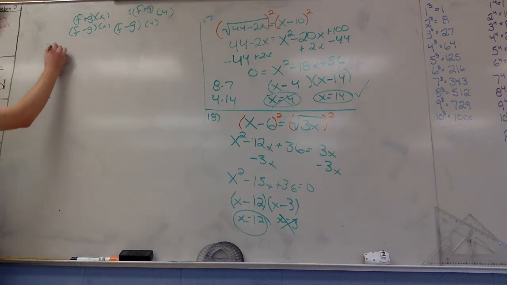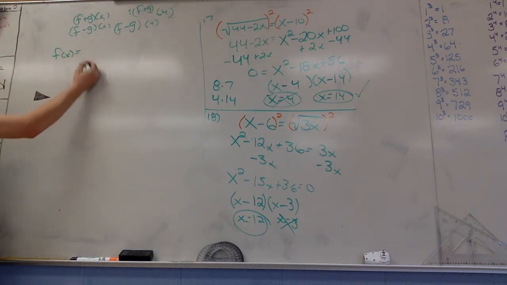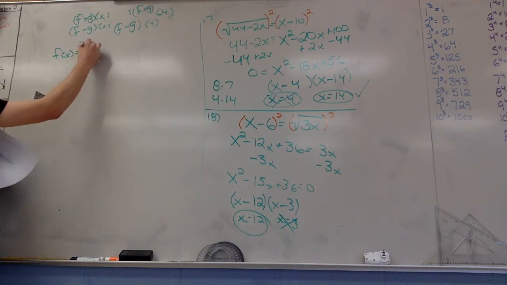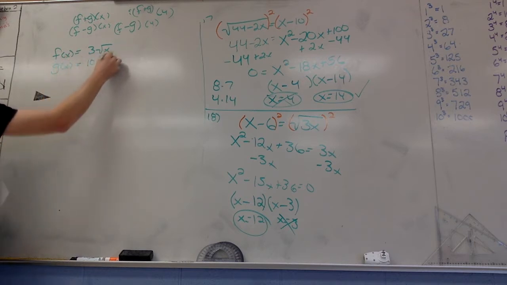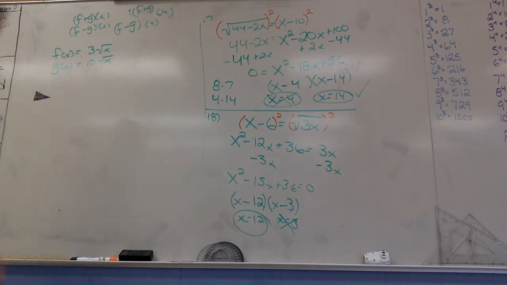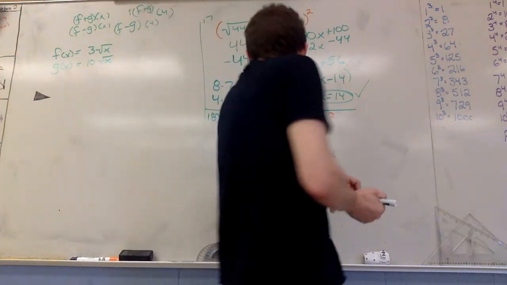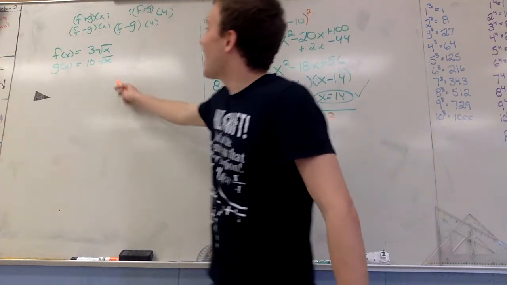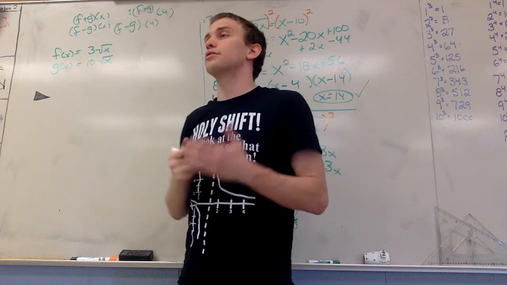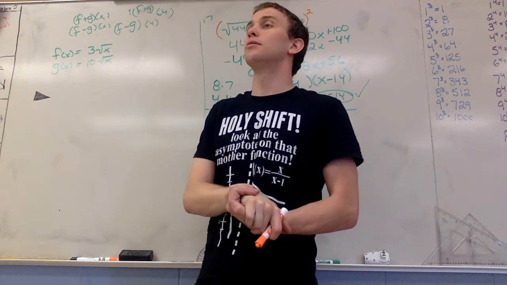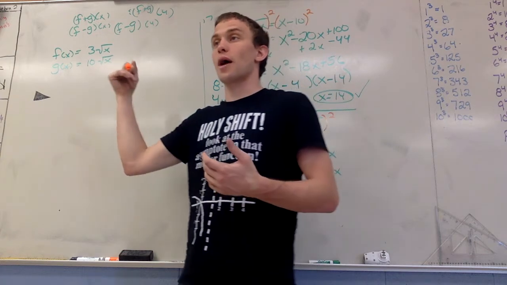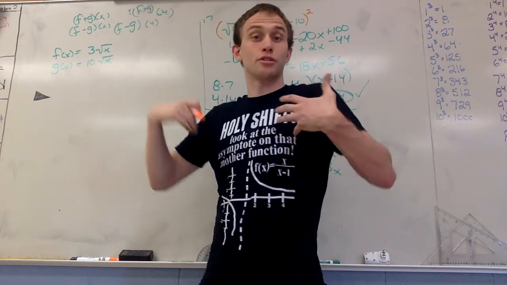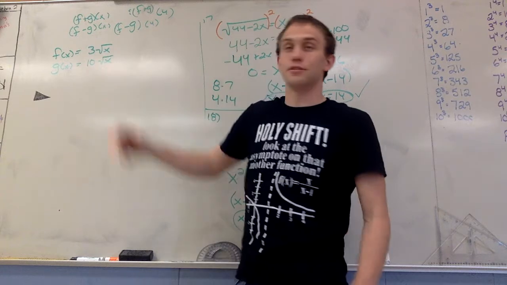So the first one, we have f of x is equal to 3 root x. G of x is equal to 10 root x. So the first thing I need to do is add these together. First, can I add 3 root x and 10 root x, yes or no? Why? Inside the radical, the radicands are the exact same roots. So I can add these together.